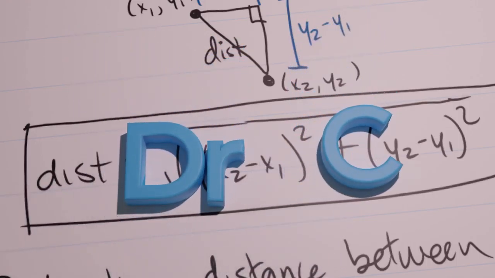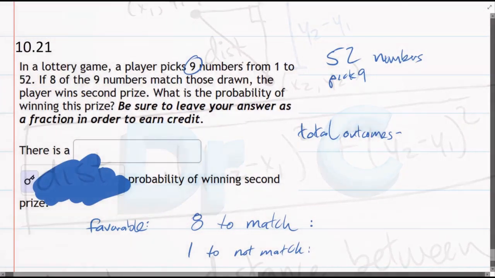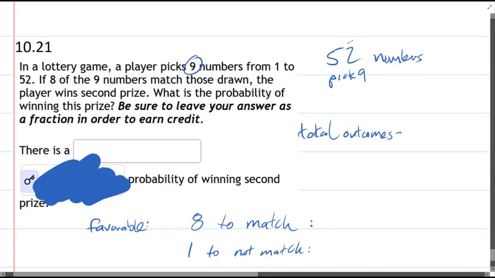We're playing a lottery game. We're going to pick nine numbers from 1 to 52, so that means there's 52 numbers total. We're picking nine. The total outcomes, the total ways you can pick, it's the choose function because the order doesn't matter. And we have 52 total, and we're choosing nine. So it's 52 choose nine.